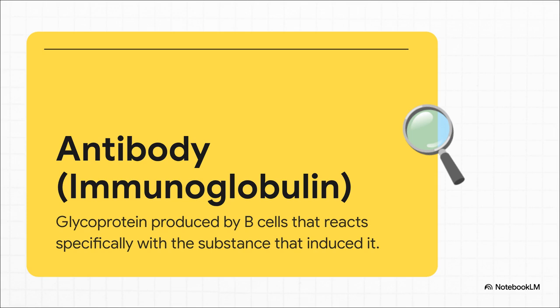So let's turn our attention now to the key molecular weapon of that B cell lineage, the antibody. An antibody, which is also known as an immunoglobulin, is a glycoprotein molecule. It is produced and secreted by plasma cells, which, remember, come from activated B cells, and it's made in response to a specific immunogen. This really highlights a core principle of adaptive immunity. An antibody molecule will react specifically and only with the substance that triggered its formation in the first place.